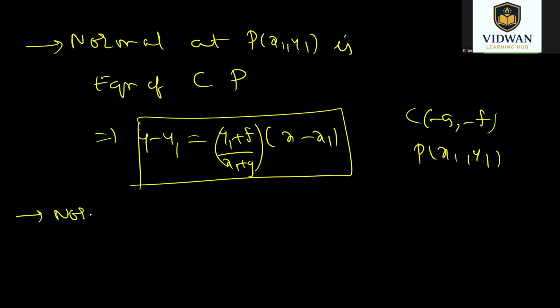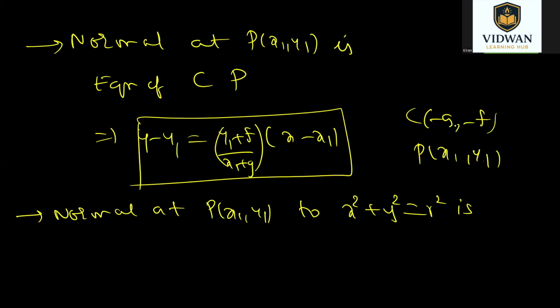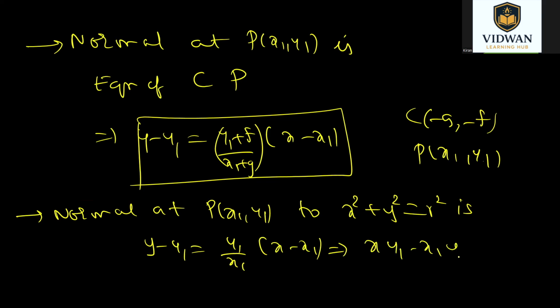And if it is the normal at P(x1, y1) to the circle x square plus y square equal to r square, then it is the same as this. Only thing is my g and f are 0. So the formula would be y minus y1 equal to y1 by x1 into x minus x1. When you cross multiply and simplify, two terms will cancel. It will give you xy1 minus x1y equal to 0, because out of 4 terms, 2 will cancel.